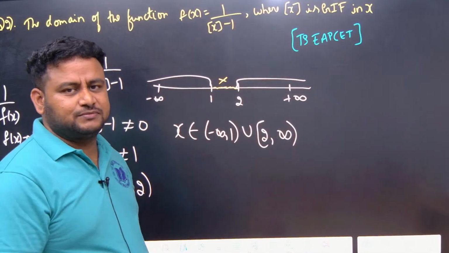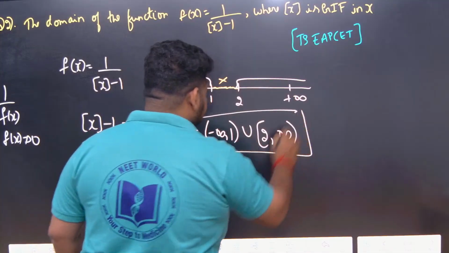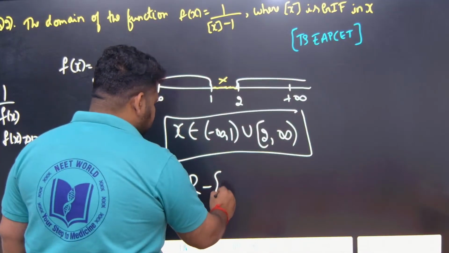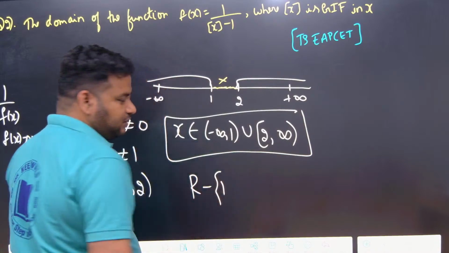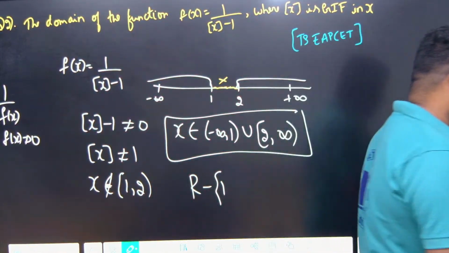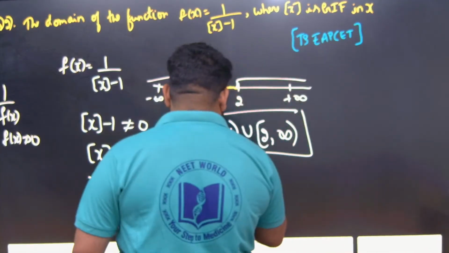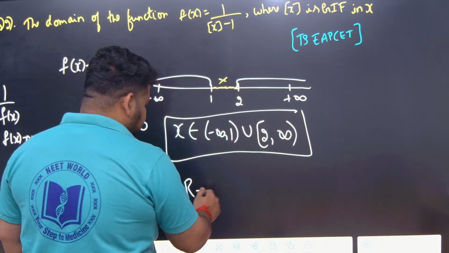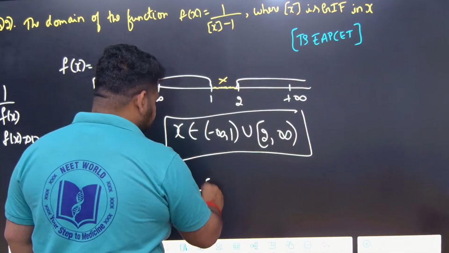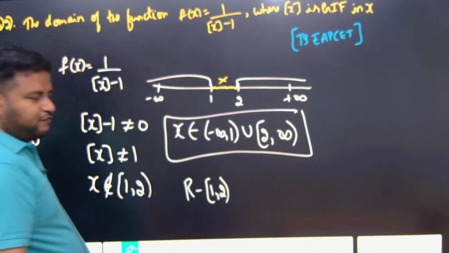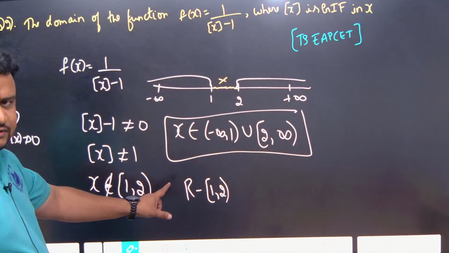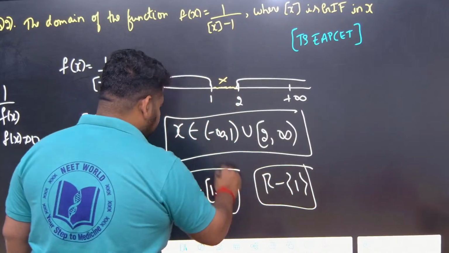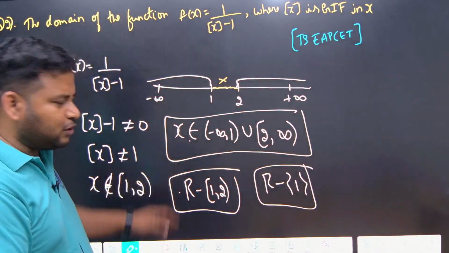In other words, they can give other options. This can be one of the options, or they can give another option. They can give the set of all real numbers except 1. Otherwise, in terms of sets, they can give the set of all real numbers except the interval 1 comma 2, or the set of all real numbers except 1. This also is possible. They can give the options either way, but this is the solution.